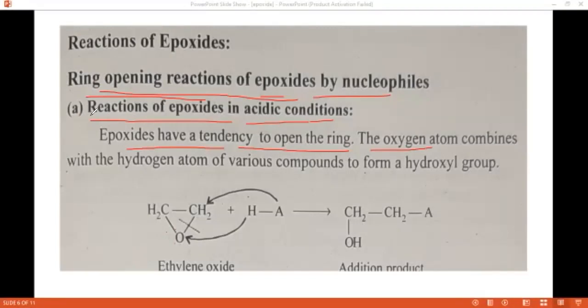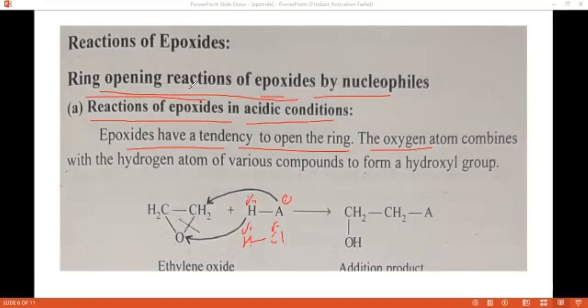Now suppose this ethylene oxide reacts with HA. HA is a general acid, like HCl. In HCl, this hydrogen carries a partial positive charge and chlorine carries a partial negative charge. So H is partial positive and A is partial negative.